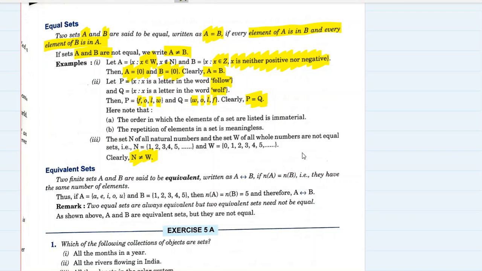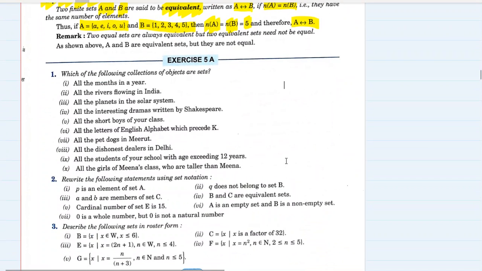So that's about equality of sets. One more thing, equivalent sets. Two finite sets A and B are said to be equivalent, written as A ~ B, if they both have the same cardinal numbers, the same number of elements. For example, A = {a, e, i, o, u} and B = {1, 2, 3, 4, 5} both have the same cardinal number 5, and therefore we can say that A is equivalent to B. Two equal sets are always equivalent, but two equivalent sets need not be equal.